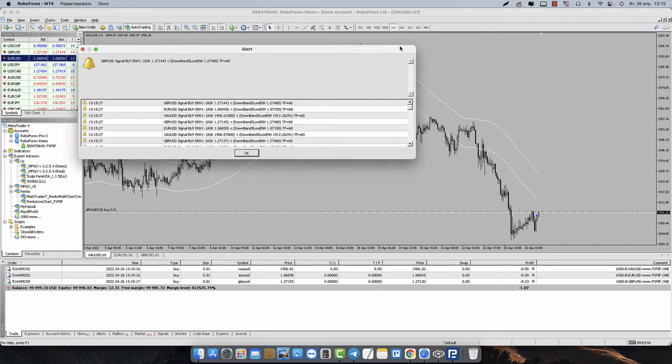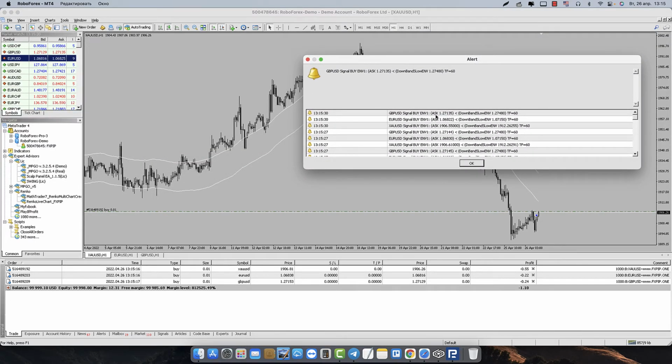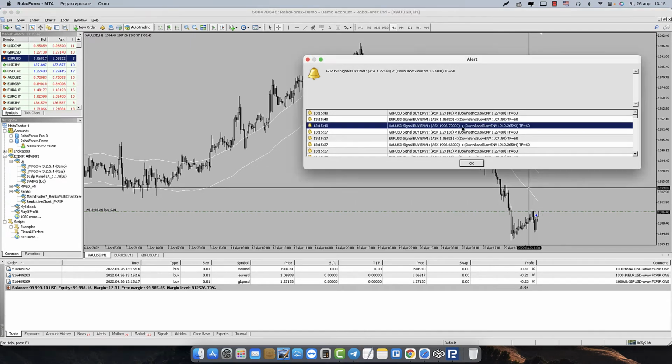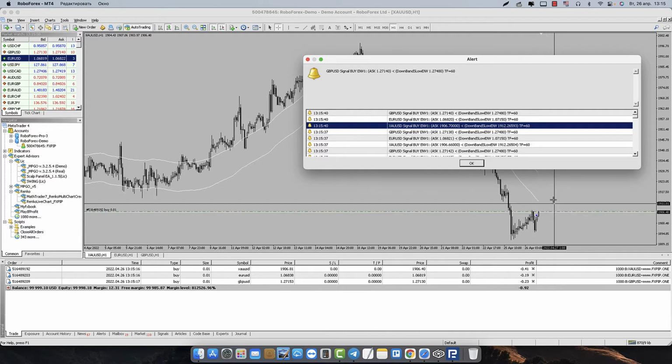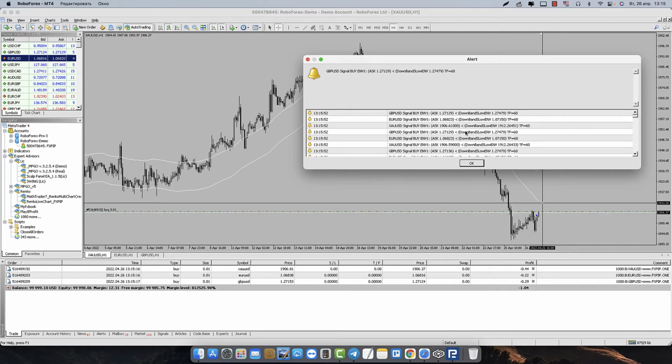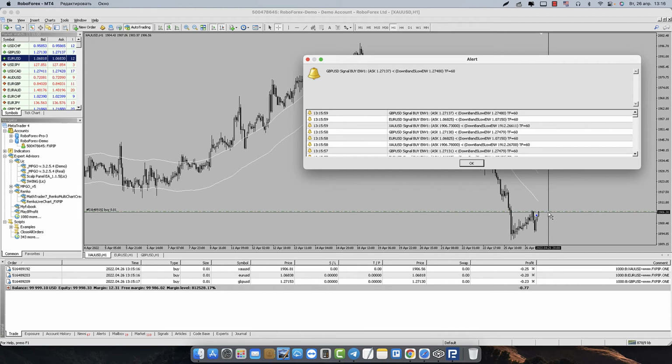XAUUSD tells us that the ask is the current price. It's below the down band slow envelope, and it also tells the price of this envelope. XAUUSD is here, 1912. This is correct, and it tells us the current ask is 1906. This is why the robot opened a buy order.